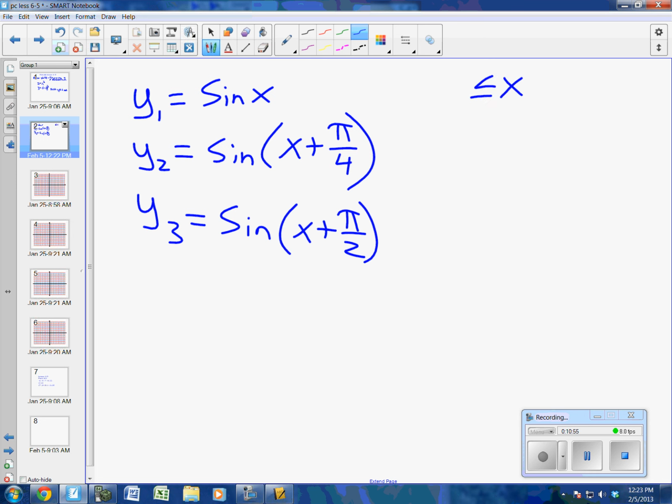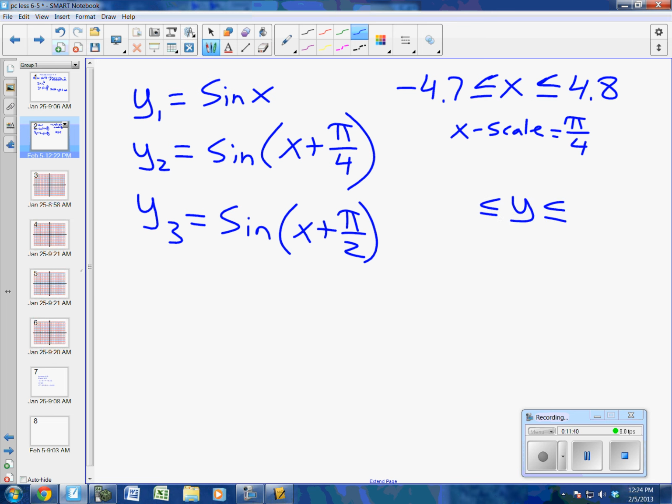Okay, your window. I'm going to use the window they put in this book right here, negative 4.7 to 4.8. I don't know why they use this window. And with a scale of 1. I don't know why they're using a scale of 1 either right here. I say we should use a pi half scale. Let's go the x scale at pi fourths. Okay? And then the y window is going to be between negative 3 and positive 3. And the y scale equals 1. Okay? So we got those ready to go.